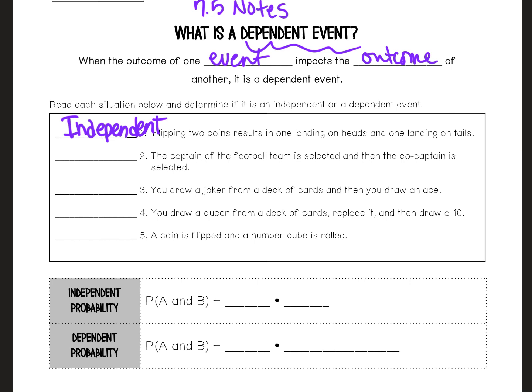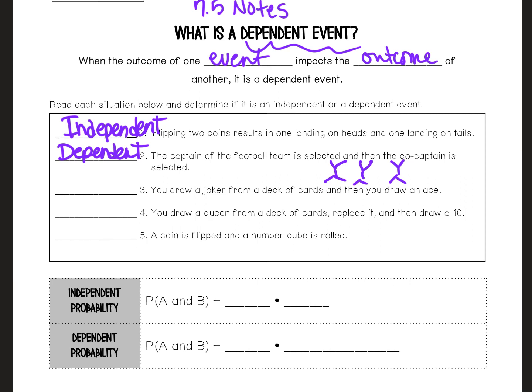The captain of the football team is selected, and then the co-captain. Well, think about it. If I have 5 people that are being selected for captain or co-captain, and this dude right here gets picked out of the bunch, there's now only 4 possible outcomes. So that's definitely dependent, because picking that captain, they're no longer available to be the co-captain. So it definitely affects the outcome.